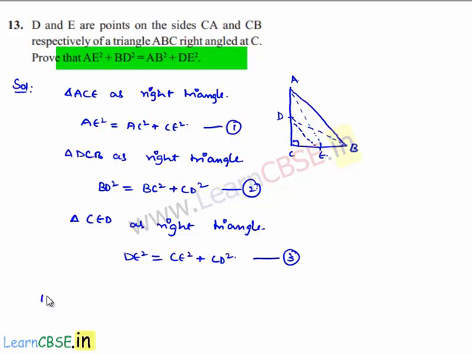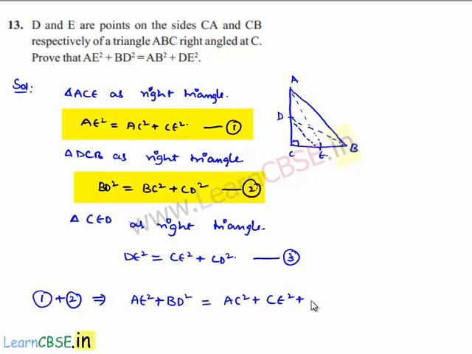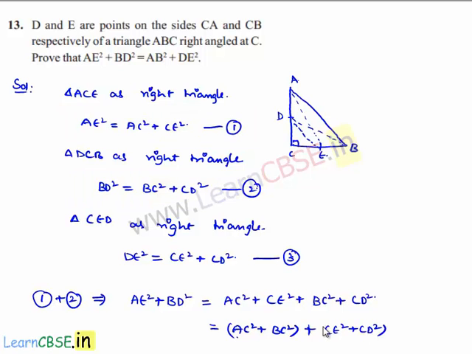Now let us add both the equations 1 and 2. Then we get AE square plus BD square is equal to AC square plus CE square plus BC square plus CD square, which is equal to AC square plus BC square, plus CE square and CD square. Let us write it together.